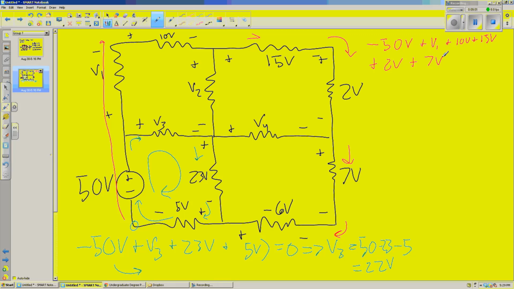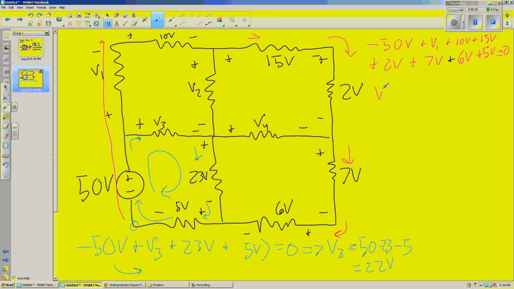And here we see we have the negative 6 volts with the opposite polarity. So let's just take care of that now. Let's say our voltage drop is actually in the opposite direction, plus, minus. So we add the 6 volts here. And finally we come to the 5 volts. All this is equal to 0.